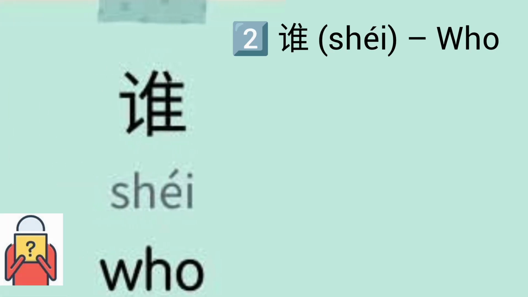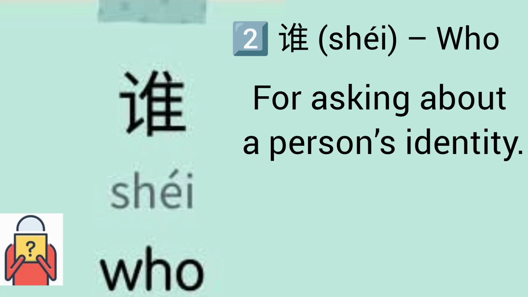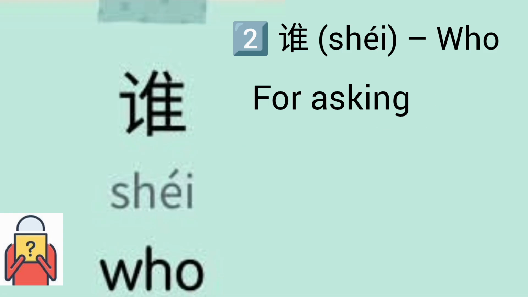Next vocabulary that we have is who, which in Chinese can be pronounced as 谁. This vocabulary is used to ask about a person's identity. Only one character, simple and easy to learn. Let's practice it again. 谁. Let's watch some useful example.